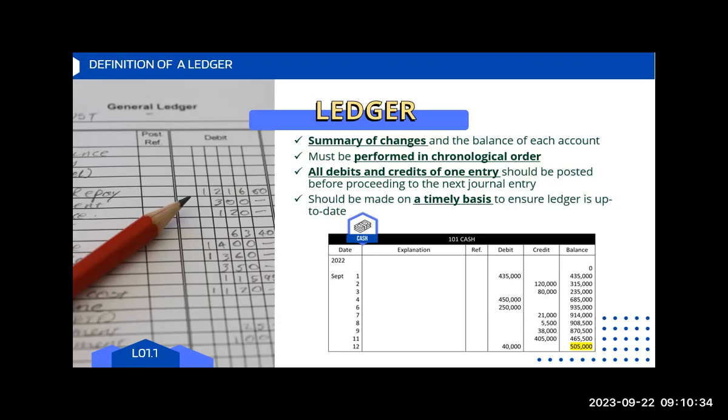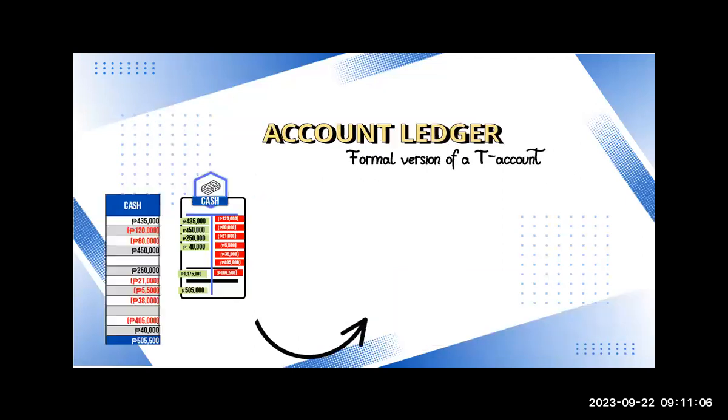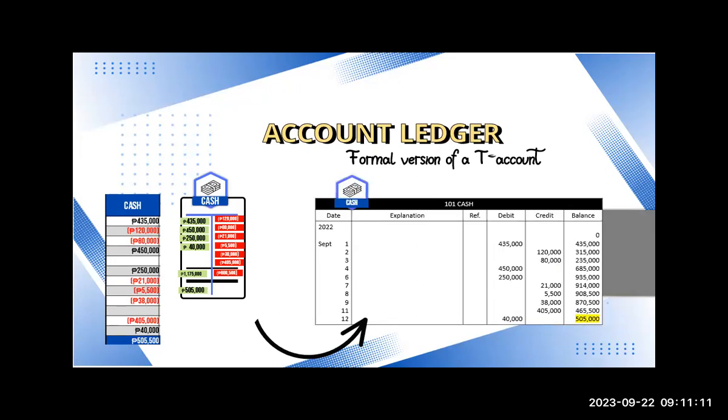So I know it's intimidating, pero what I want rather than you being able to make a ledger account is you just understand how to read it, right? So alam niyo lang kung okay, debit and credit, right? So like what I mentioned, a journal entry is basically a formal entry of a transaction to a journal. So basically, Bullish Launch Agency invested 435,000, and then you have debit cash of 435 and credit of owner's equity. So from the analysis, you just made a journal entry. Yung T account, ang formal version lang niya is the account ledger.